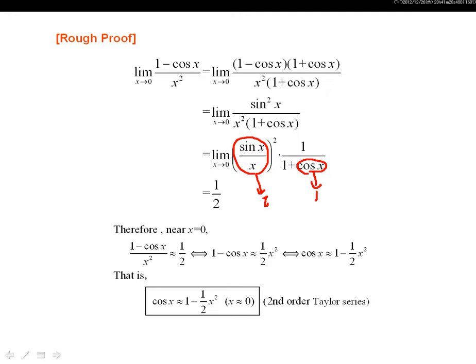Therefore, near x equals 0, (1 minus cosine x) over x squared is nearly equal to a half, which means cosine x is nearly equal to 1 minus a half x squared. So we can get the second order Taylor series near x equals 0. But of course, this is a rough proof.